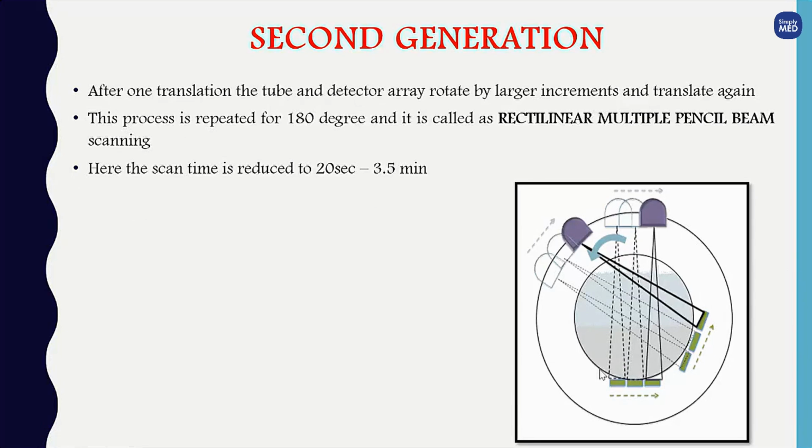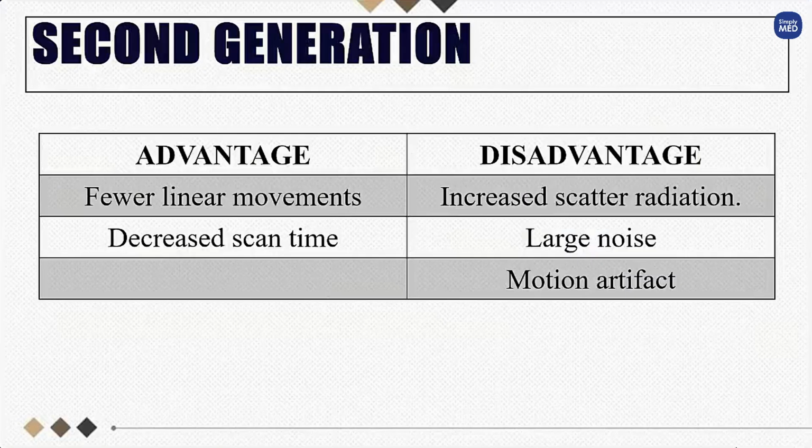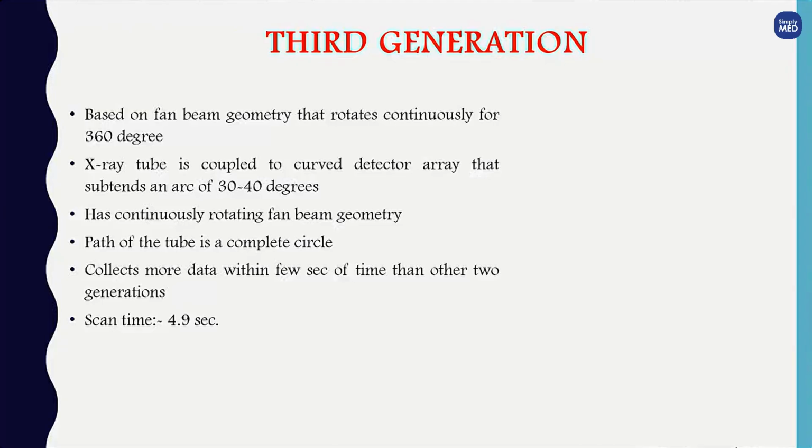So what happened is after one translation, the tube and detector will rotate with a large increment compared to the first generation. So it's a rectilinear multiple pencil beam scanning. So scan time is 20 seconds to 3.5 minutes. Advantage, we require only fewer linear movements because there are more detectors and a fan beam is produced. We require only fewer linear movements, and scan time is less. Going to the disadvantages, we have more scatter radiation, more noise is produced, and motion artifact is also there.